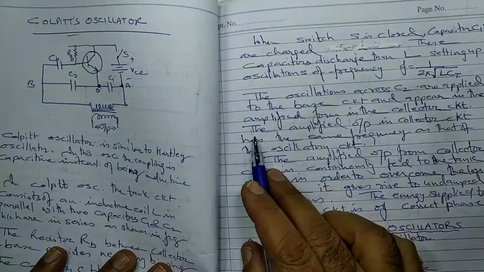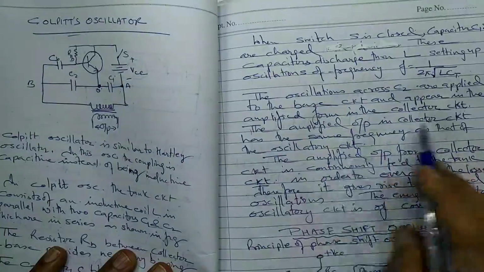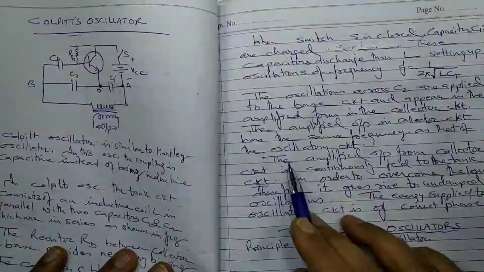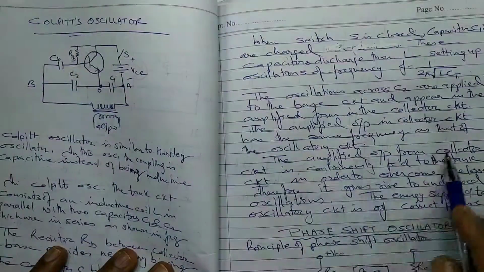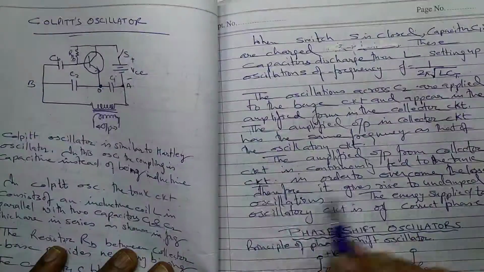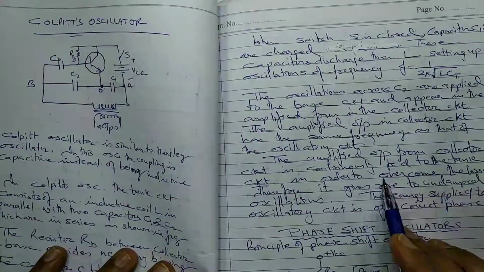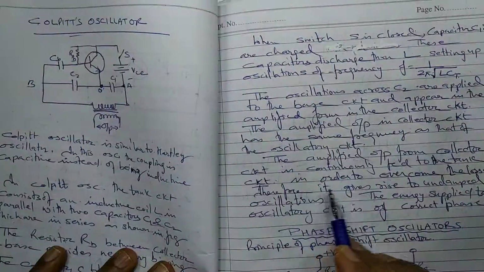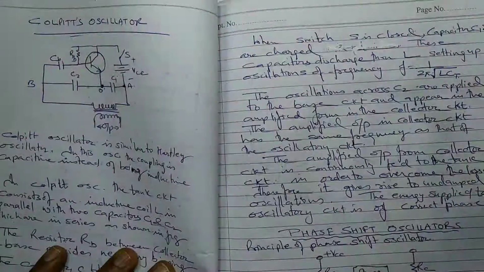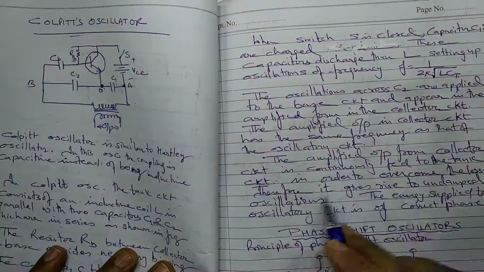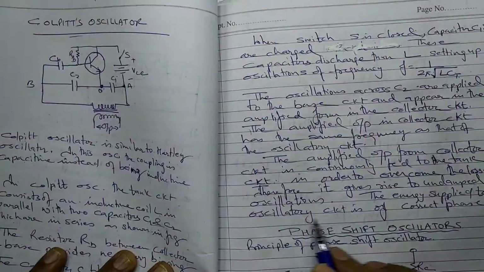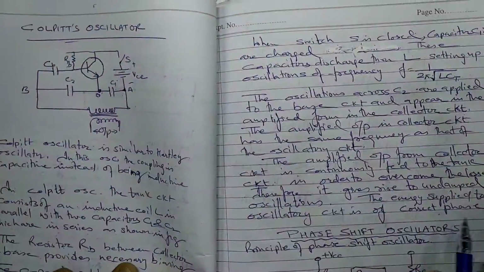The oscillations across C2 are applied to the base circuit and appear in amplified form in the collector circuit. The amplified output in the collector circuit has the same frequency as that of the oscillatory circuit. The amplified output from the collector circuit is continuously fed to the tank circuit in order to overcome the losses. Therefore, it gives rise to undamped oscillations. The energy supplied to the oscillatory circuit is of correct phase.